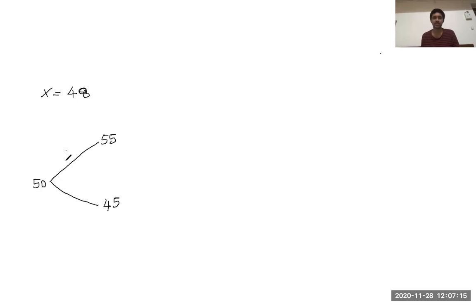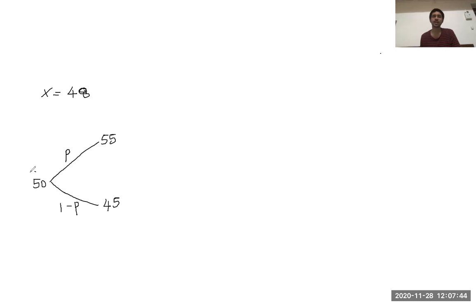Let's say the probability of upside move is P, and the probability of downside move I can write as Q, but obviously P plus Q should be equal to 1, because there are only two possibilities. So instead of writing it as Q, I'm writing it as 1 minus P. The probability of upside move is P, the probability of downside move is 1 minus P.